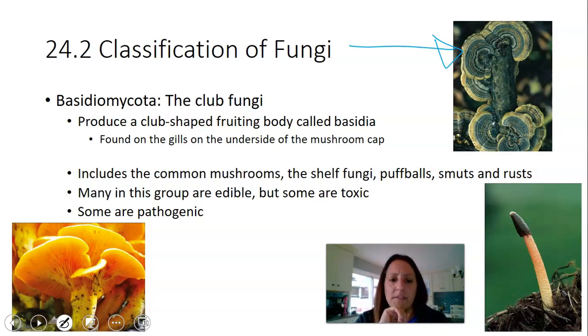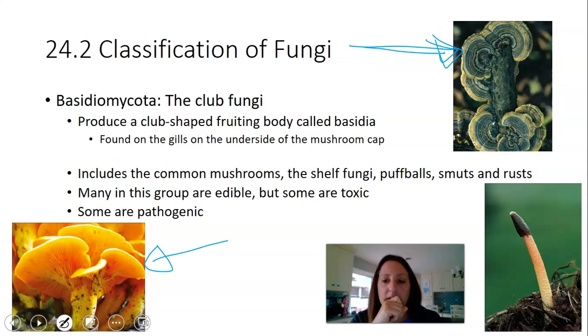Or you may have seen something like this, right? This is a common mushroom. On the underside there, there's those gills. Okay, on the underside of these as well, there's gills. You may have seen smuts, rusts, puffballs. Okay. So again, they're called the club fungi.